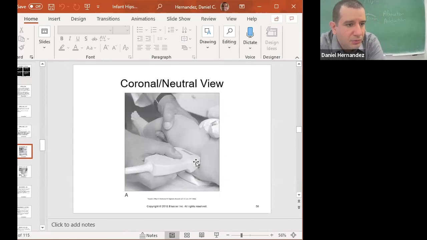This is our neutral coronal view. So we have the probe. It's in a sagittal orientation, but it's called a coronal view because we're coming from a coronal angle. So we're lateral on that baby's hip. So this is going to be your neutral view.